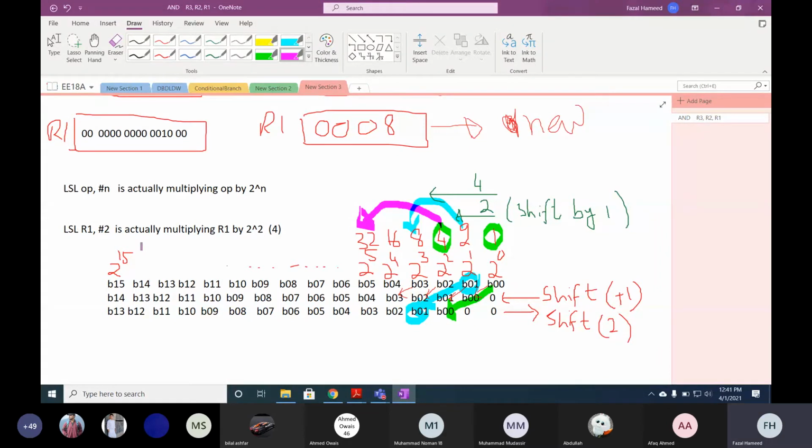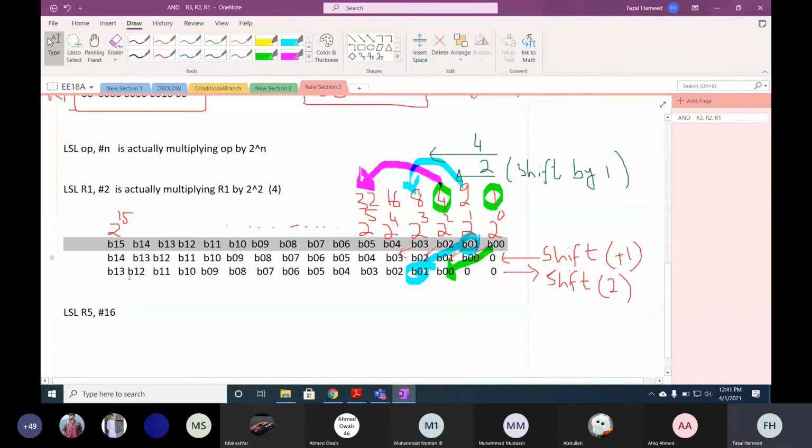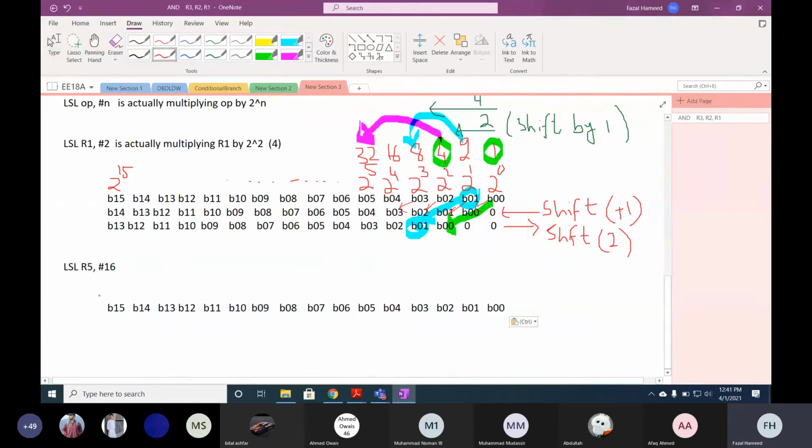If you remember, if you multiply two n-bit numbers, what will be the maximum size of the result operand? 2n. Let's assume that. Now, if you have an instruction like logical shift left R5 by 16, what will be the contents of R5? Let's assume these are the contents of R5 before the execution of this instruction.